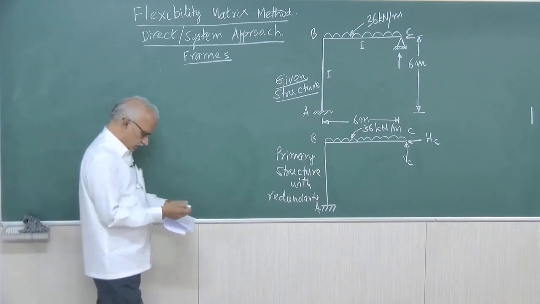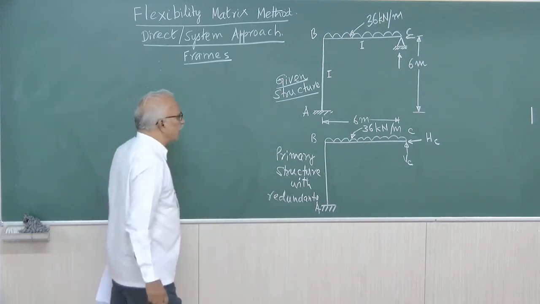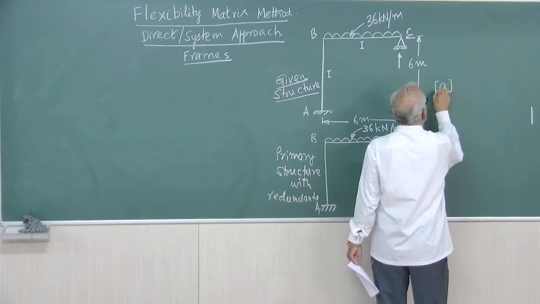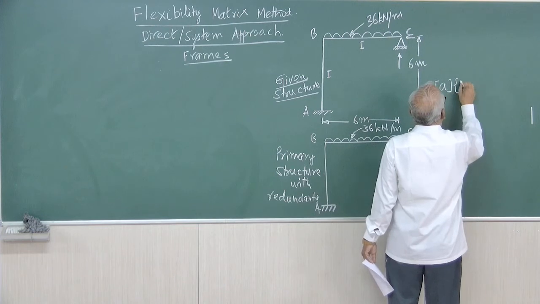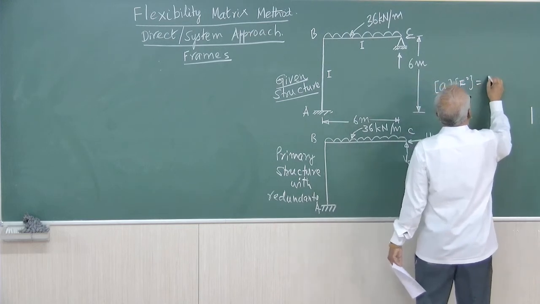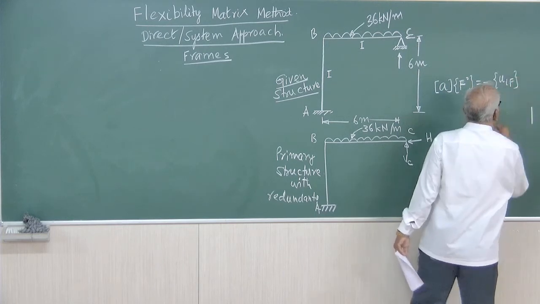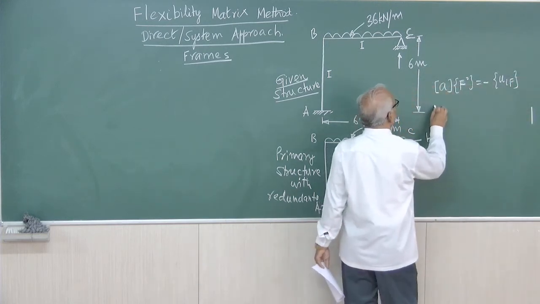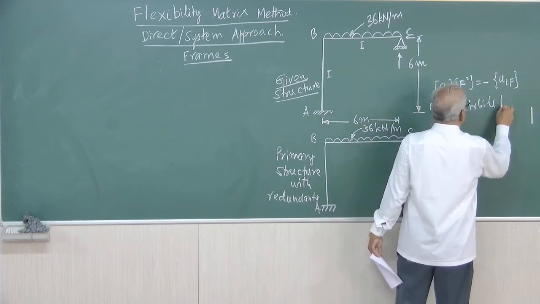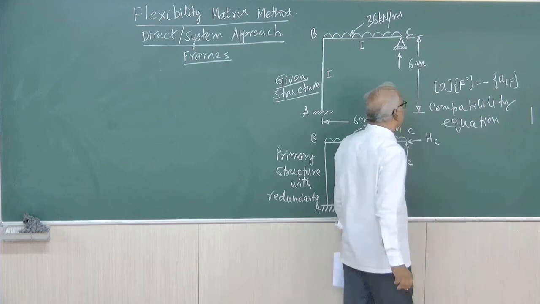Right. Now, next is the compatibility equation. In the flexibility matrix method, we use the compatibility equation A into F naught equal to minus of UIF. This is the compatibility equation.